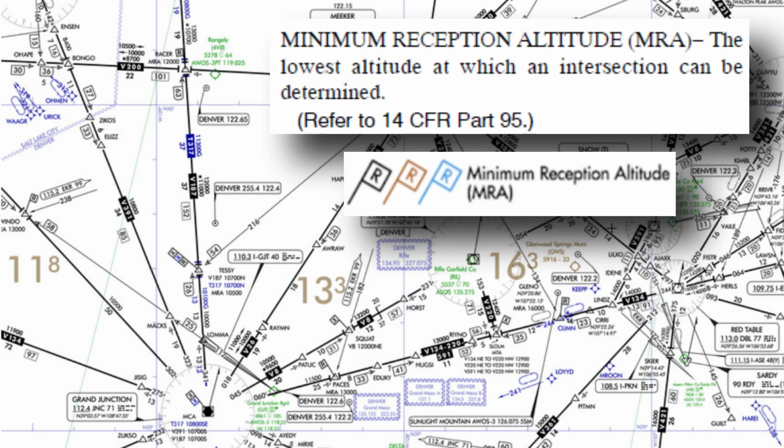MRAs depict the lowest altitude at which an intersection can be determined. PACES on Victor 134 is an intersection waypoint. If GPS or DME were not available, PACES could still be identified by cross-tuning the Grand Junction and Meeker VORs.